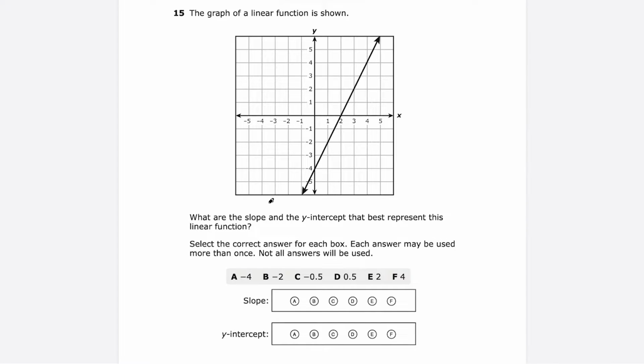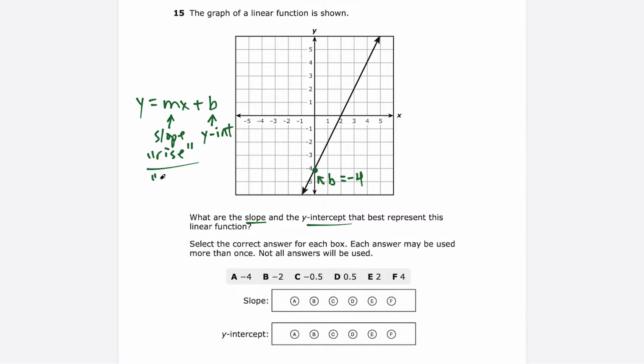Question 15, we have a graph of a linear function, and we want to know what are the slope and y-intercept that best represent this linear function. So for this one here, the first thing that jumps out at me is the y-intercept. Our b value is equal to negative 4. And the b value that I'm referring to is coming from the formula y equals mx plus b, the slope-intercept form of a line. M represents the slope, and b is the y-intercept. So the y-intercept here is where the line crosses the y-axis, and that's our b value, which is equal to negative 4.